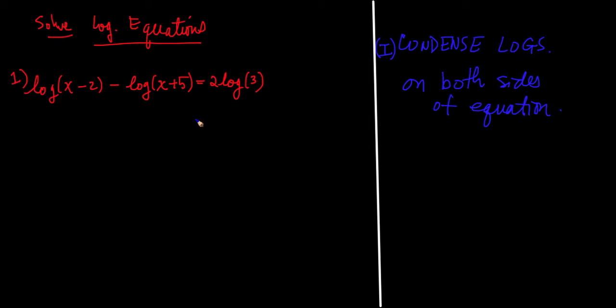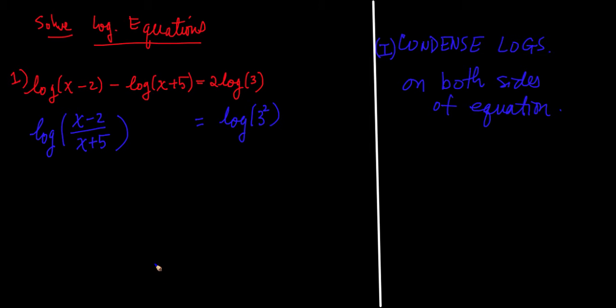So I'm going to condense the logarithm on the right side. And so this will give me log of 3 squared. And this again is the power rule of logarithms. On the left side, I have a subtraction of logs, so I'm going to use the quotient rule. So this is going to be log of (x minus 2) over (x plus 5).